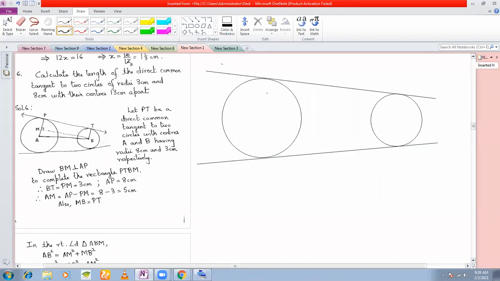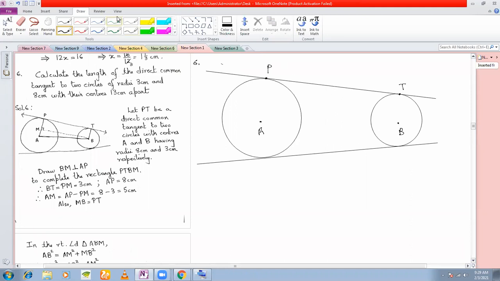So these are your direct common tangents. Question number 6 here. Points of contact P. I've called them. The diagram is not given. You must note this. Okay. This is your A and this is your B.